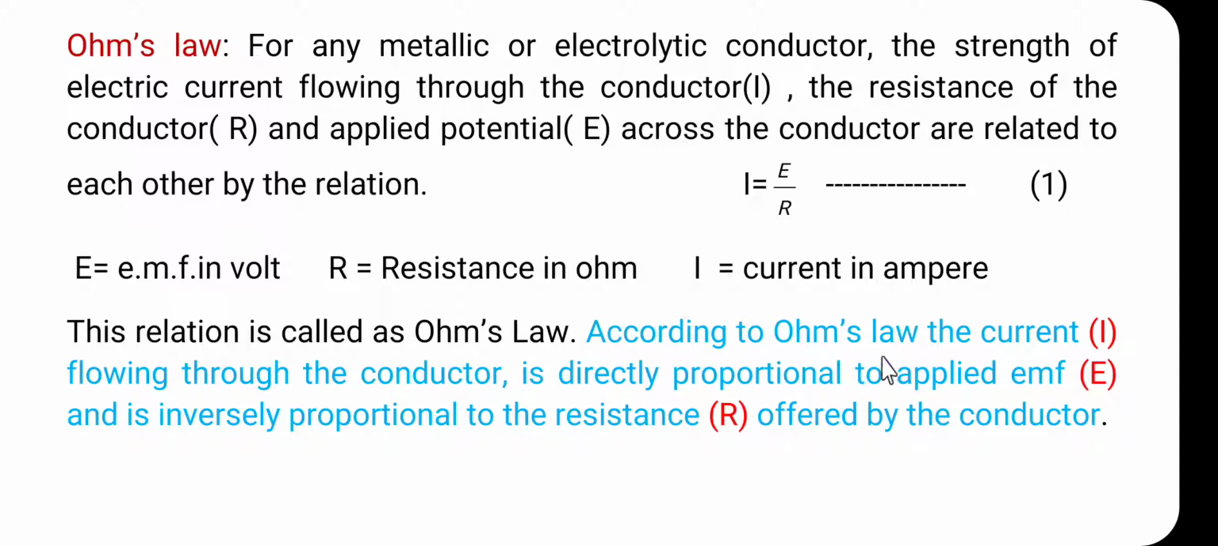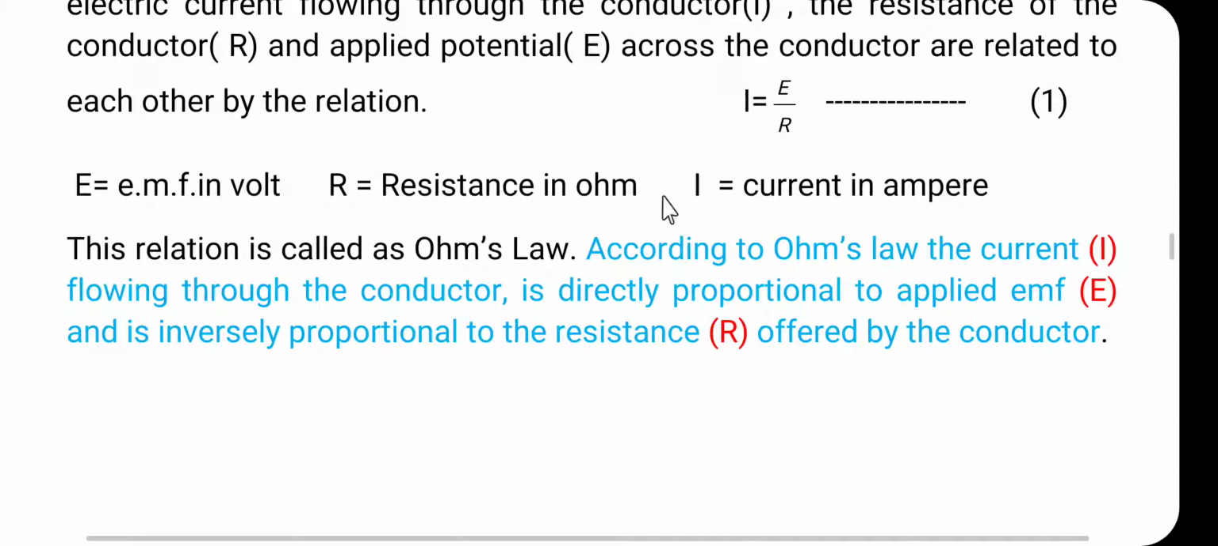According to Ohm's law, the current flowing through the conductor, that is I, is directly proportional to the applied EMF, that is E, and inversely proportional to the resistance R offered by the conductor, that is I is equal to E upon R. This equation is called Ohm's law. Any metallic or electrolytic conductor obeys Ohm's law.